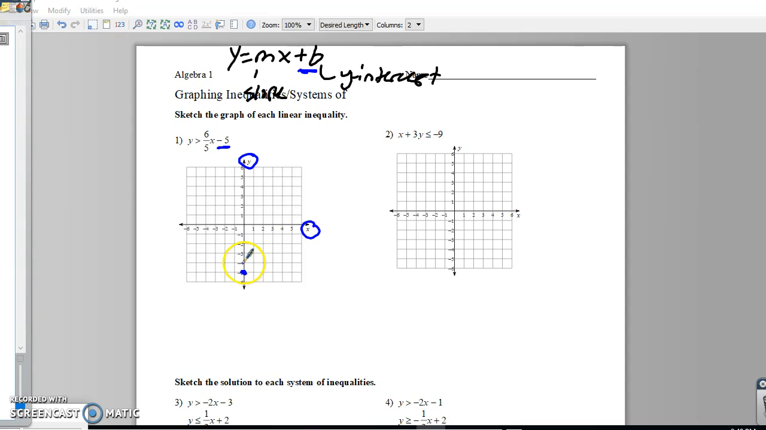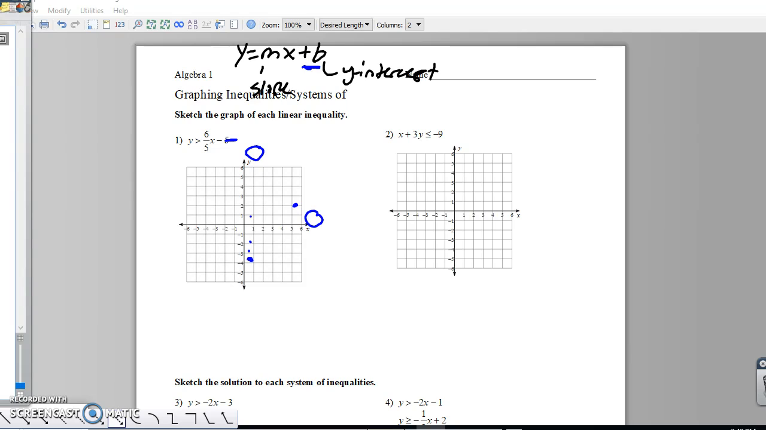From there, I'm going to count 1, 2, 3, 4, 5, 6. So I'm going to rise 6 and run +5. 1, 2, 3, 4, 5. Okay, so now I've got 2 points. Certainly I could use more points after that, but I've got 2 of them, a good starting spot.